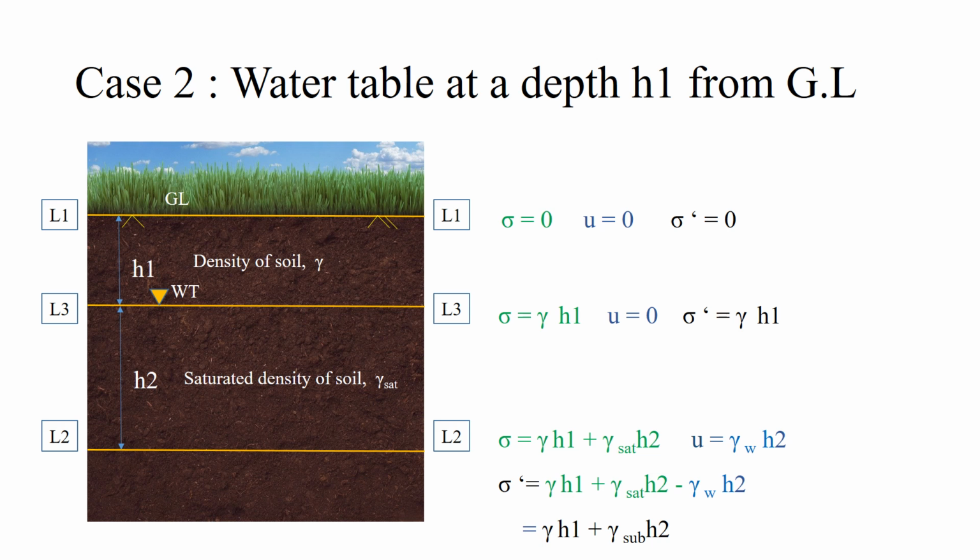The pore water pressure is obtained as gamma W into H2. Therefore, we obtain the effective stress as gamma H1 plus gamma submerged into H2, since we know that gamma saturated minus gamma W is the submerged density of soil. Now let's consider level L3. At L3, the total stress is obtained as gamma into H1. Now since there is no water above that level, U, that is the pore water pressure, is obtained as 0. Therefore, the effective stress gamma dash is obtained as gamma into H1.